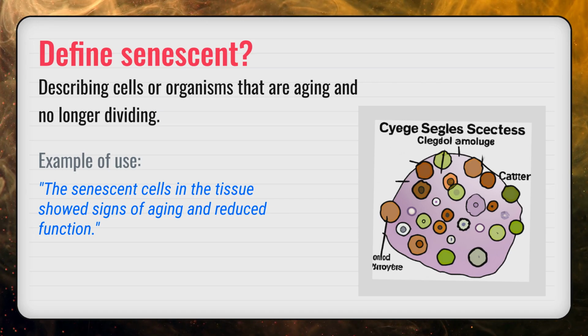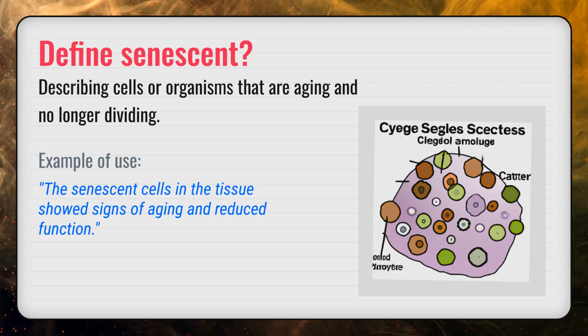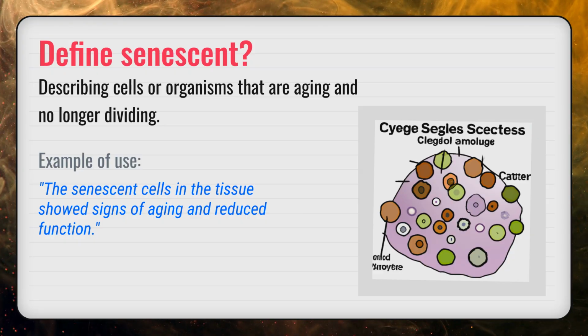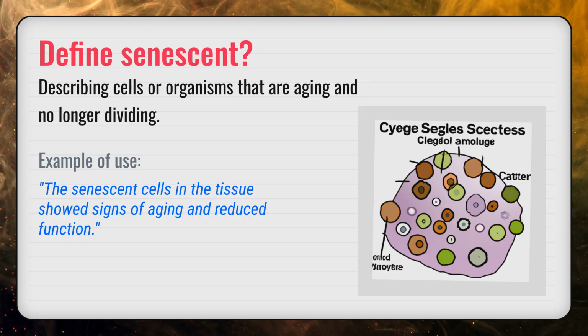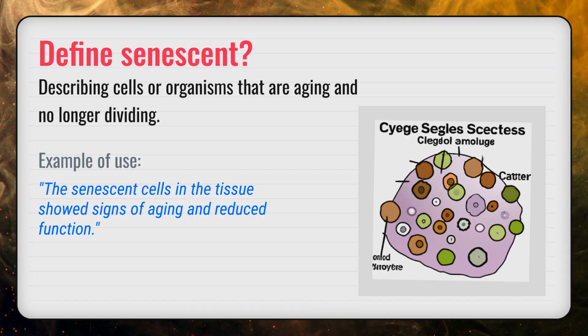I'm glad you're here. Today we're going to explore the word senescent in depth. First, the definition. Senescent means describing cells or organisms that are aging and no longer dividing. Think of it simply as cells that have reached the end of their active life, like tired workers who can no longer perform their jobs.